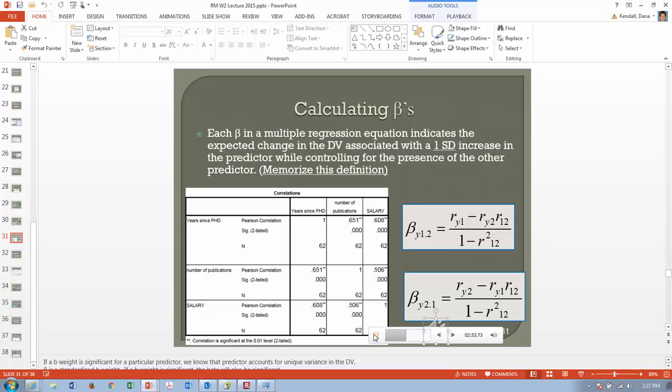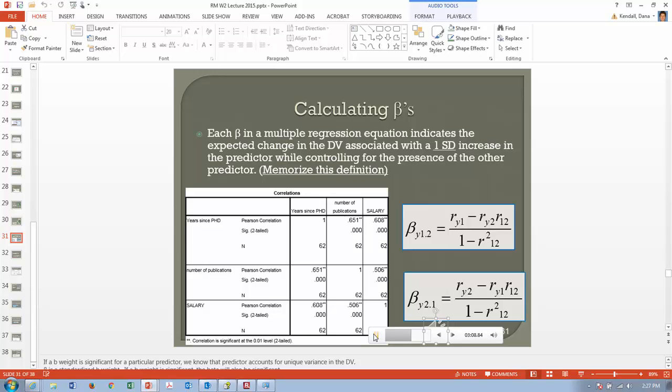So you would calculate that, and then in the denominator you have 1 minus, and then you square the 0.651. That's the multicollinearity term with the two predictors, the association between those two. When you calculate all that out, the answers are in the notes at the bottom of the slide. You can check your answers, and you can do the same for beta 2, which is the slope for the predictor number of pubs in predicting salary.